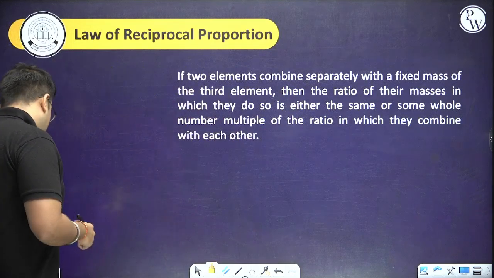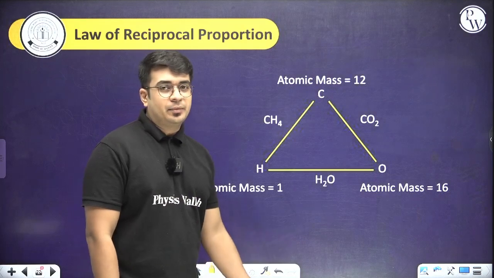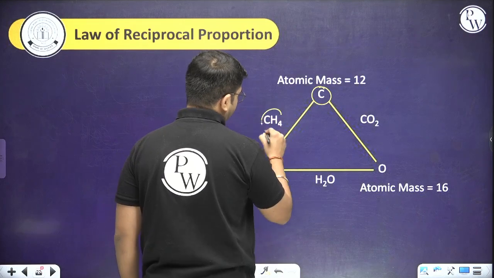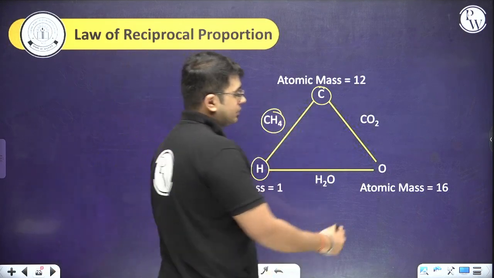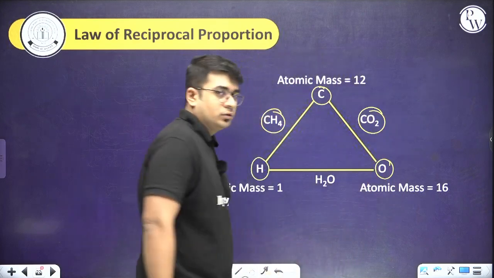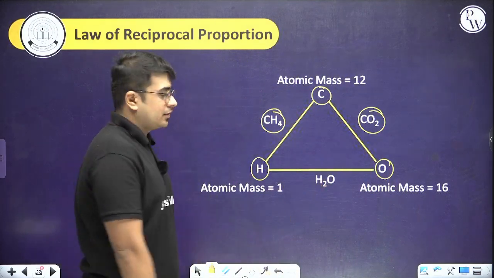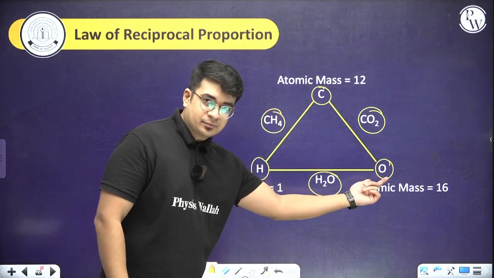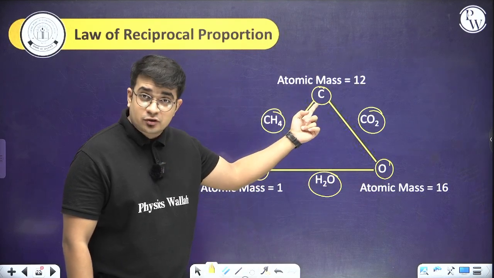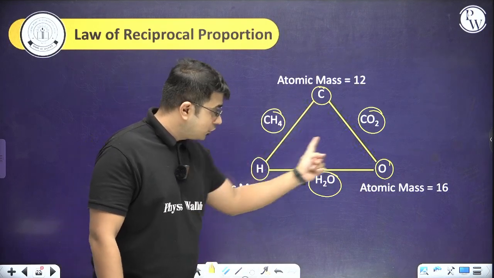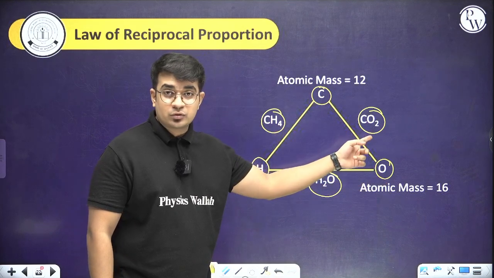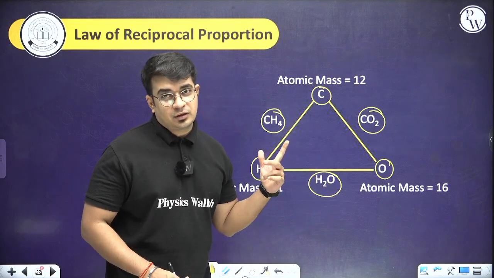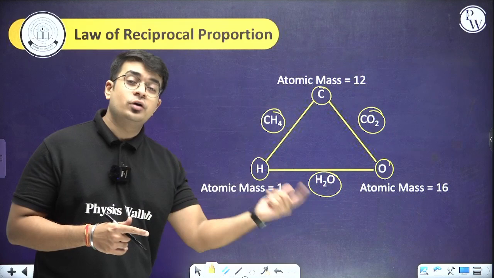For example, I have 3 elements, carbon, hydrogen and oxygen. Carbon and hydrogen, when they combine together, form CH4. Carbon and oxygen, when they combine, form CO2. And when these 2 elements, hydrogen and oxygen, combine directly, they form H2O. So when 2 elements are combining separately with a fixed mass of the third element, I have to check the ratio of these 2 elements in 2 different compounds. Then I combine these 2 elements directly and check their ratio. Either this ratio is going to be the same or some whole number ratio.